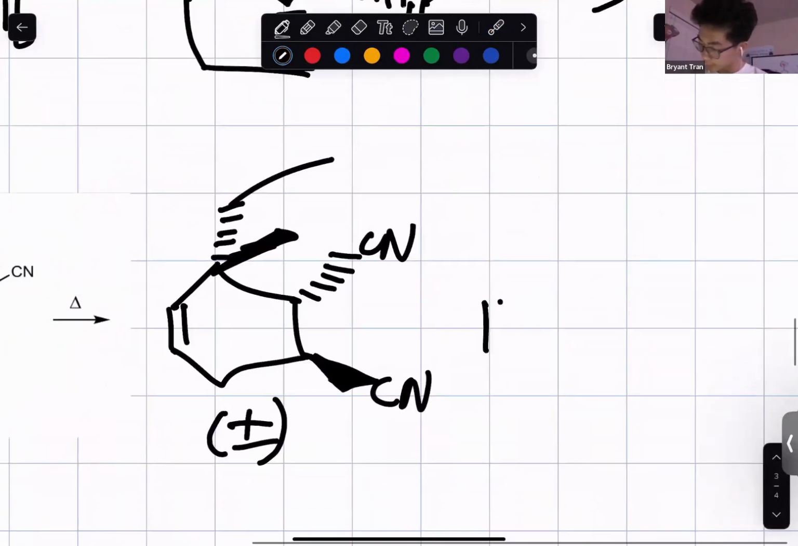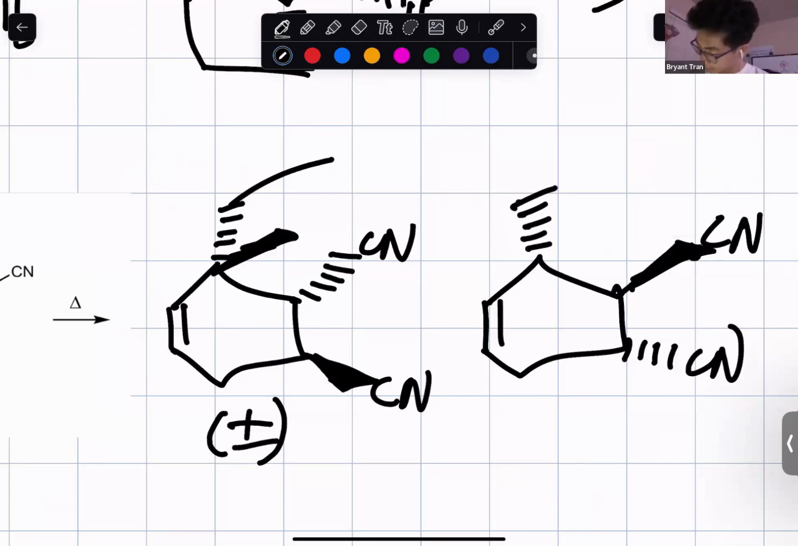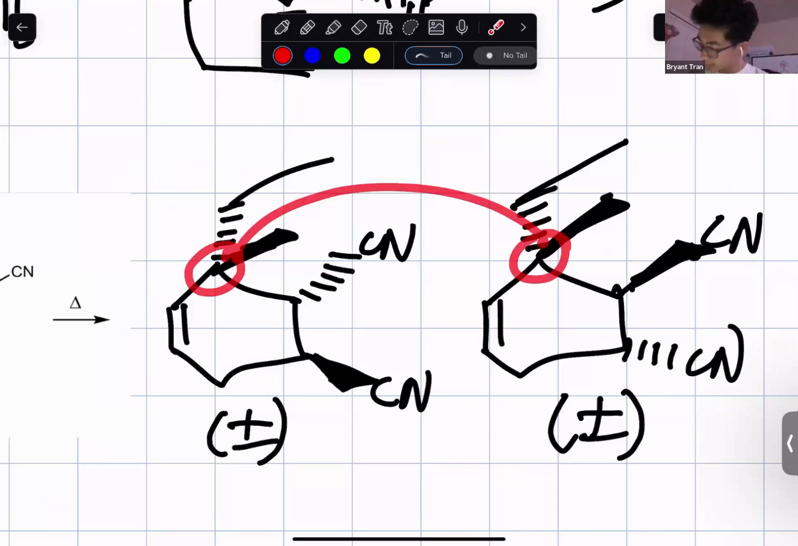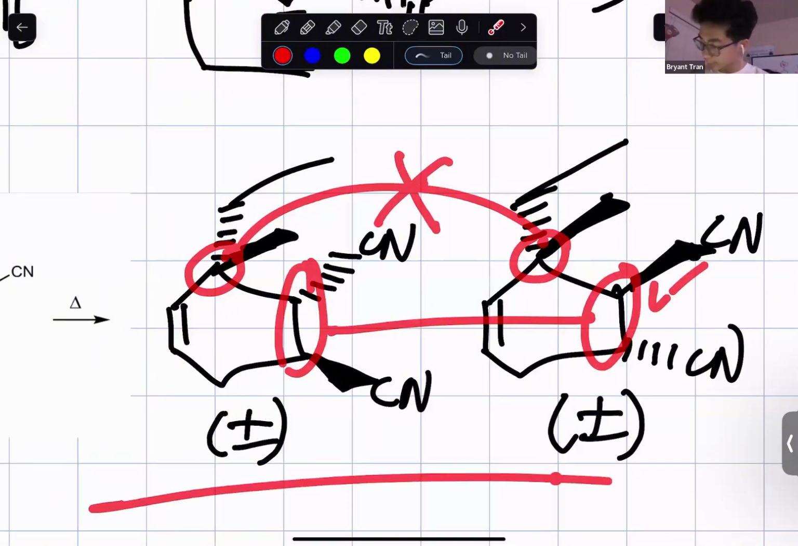The other set of the products would be if we chose the bottom CN to follow the endo rule and the top CN to not follow the endo rule, like that, right? And these are two different diastereomers of each other, right? Because we noticed that this carbon center did not change, right? Whereas these carbon centers here did change, right? So that's why they're diastereomers of each other.